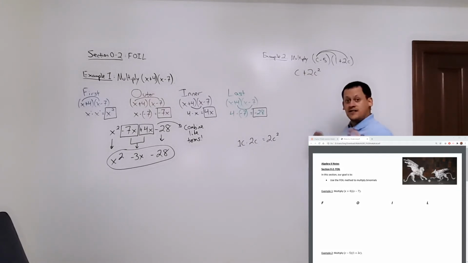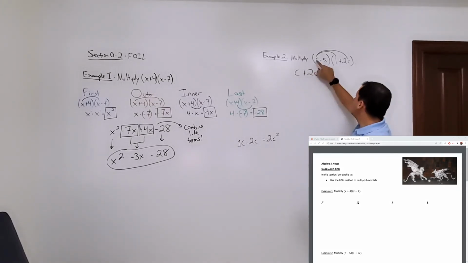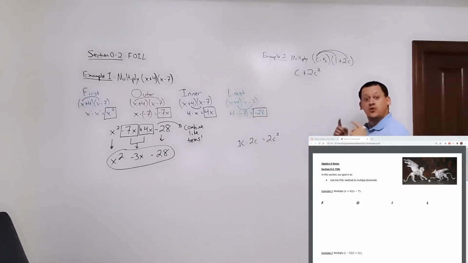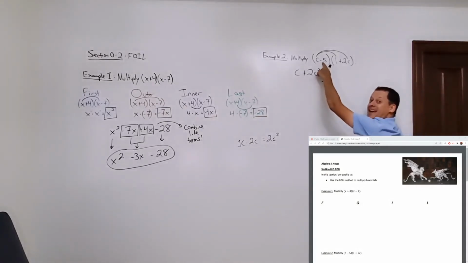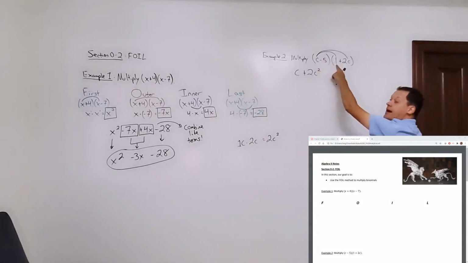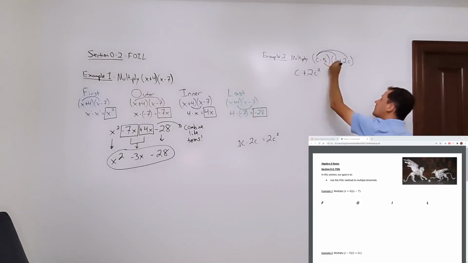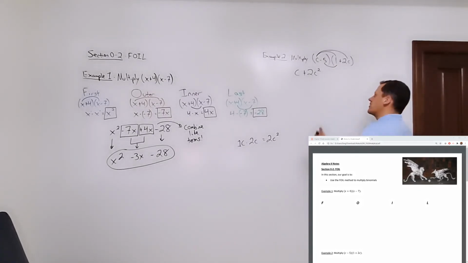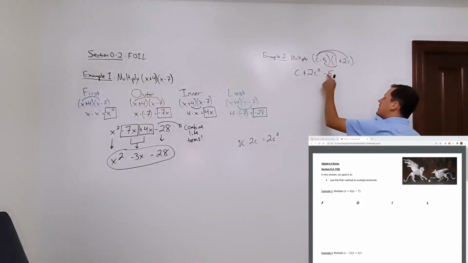So that's the first two parts. We've done first and outer. Next is inner. We take the two inside terms, multiply them together. That's going to be negative 5 times 1. Negative 5 times 1, that's just negative 5. It's easier when it's just two numbers. So negative 5.